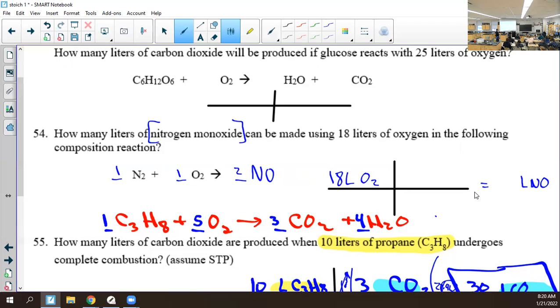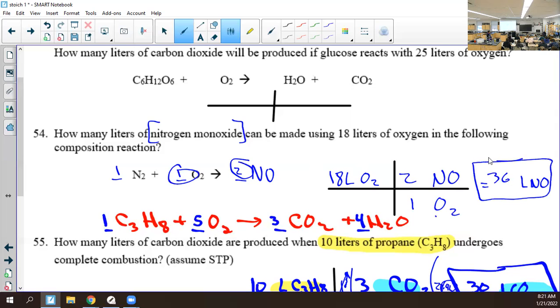All right, probably already have it. I'm going to put O2 on the bottom. I'm going to put NO on the top, and then I'm going to bring the 2 and the 1, and I'm going to get 36. Fair enough. We did this one in class, didn't we?